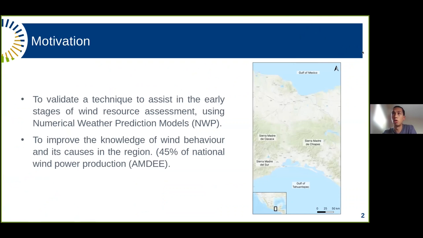So the motivation of this work is, firstly, to validate a technique to assist in the early stages of wind resource assessment using basically numerical weather prediction models. We consider that improving the knowledge of wind behavior and its causes in the region, which is the Tehuantepec Isthmus, is very important as almost 45% of national wind power production is installed there. And these are numbers of 2019, given by the Mexican Wind Energy Association. So we will focus this study in this area, mostly near the Gulf of Tehuantepec and in the southern part of it.